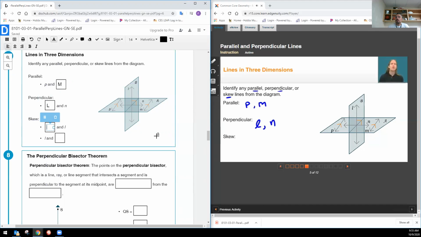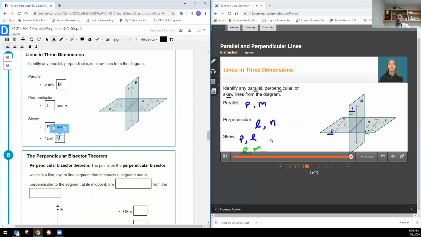Next, we need to identify the skew lines. That means we're looking for lines that are in different planes, non-coplanar, and lines also that don't intersect. When I look at this diagram, I see that lines P and L are in different planes and they don't intersect. And also lines L and M, that's another line pair. These are in different planes and they don't intersect. And that actually takes care of all of the skew lines in this diagram.